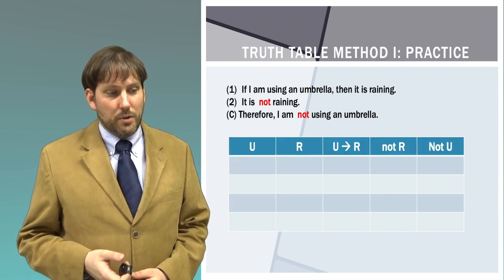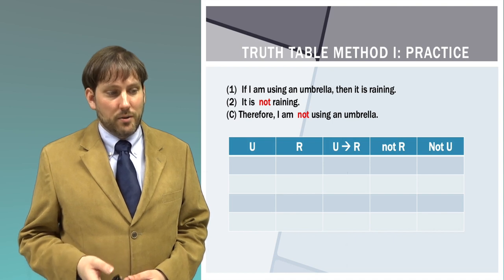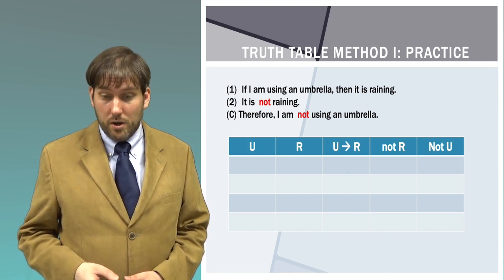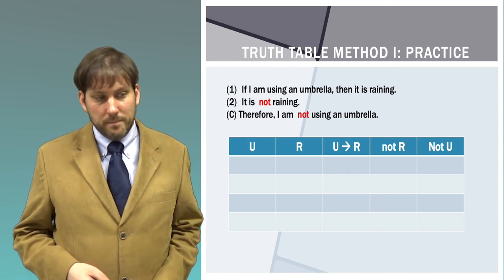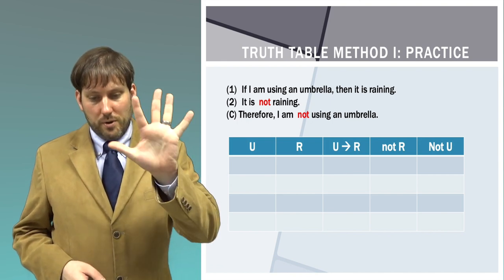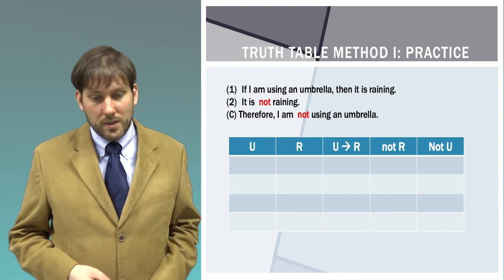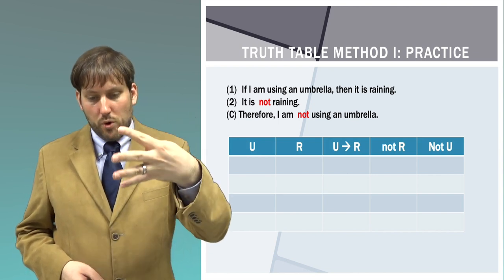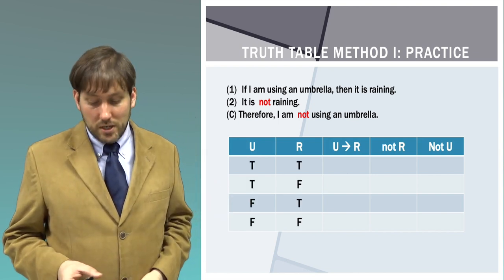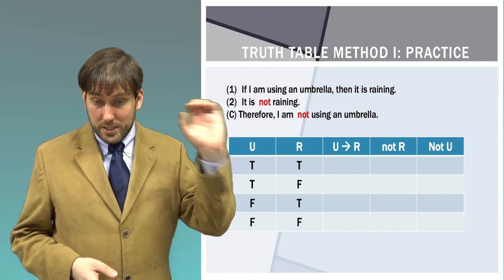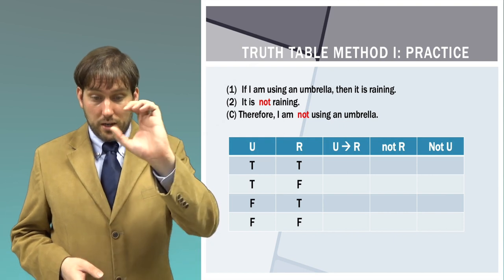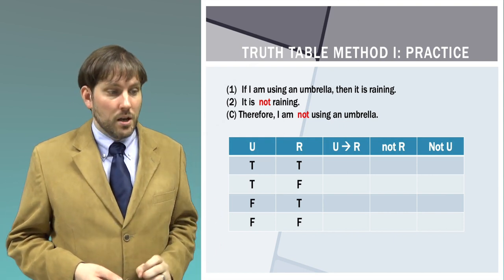If I am using an umbrella, then it is raining. It is not raining, therefore I'm not using an umbrella. So we have two premises and a conclusion. And again, we have two variables, so we have five columns. And because we have two variables, we have four rows. So the left-hand two, it always goes the same way. When it's two, the left-hand one is TTFF, and the right-hand one is TFTF.